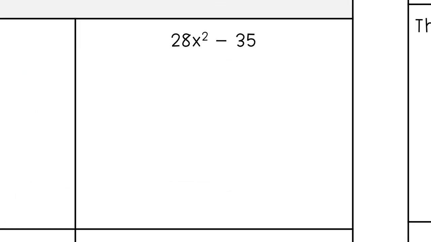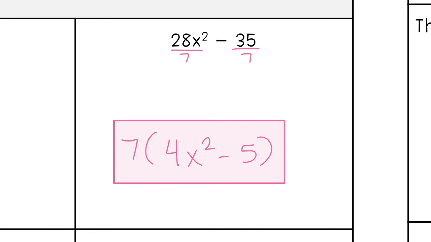So here I have 28x squared minus 35. Looking at 28 and 35, I know that they're both divisible by 7. So I'm going to write my 7 down here. But now I'm going to divide each of these by 7, and let's see what happens. Well, 28 divided by 7 is 4, and you still need to have the x squared. Then for the next one, negative 35 divided by 7 is negative 5. So that would be our expression after finding the GCF. If you want to check your work, you can multiply it back in and see if you come back to the original.